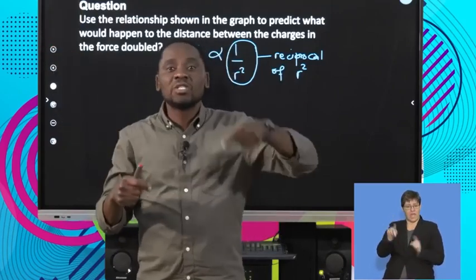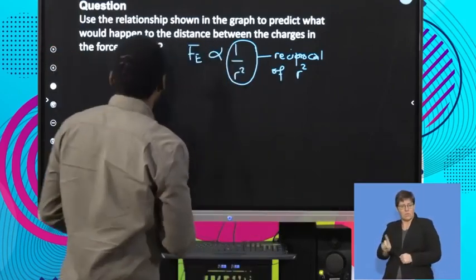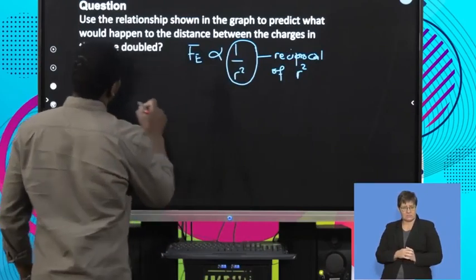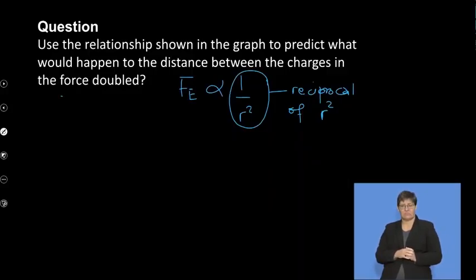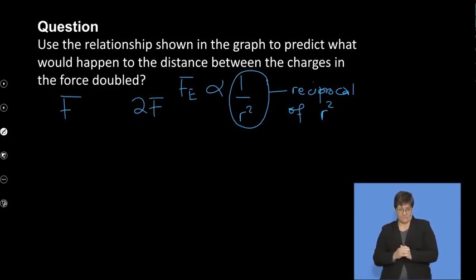So if the force is to be doubled, what does that mean? It means now the force, let's say the initial force was F, okay? Then after decreasing the distance, the force becomes 2F, okay? So now what has happened, the force is twice what it was.